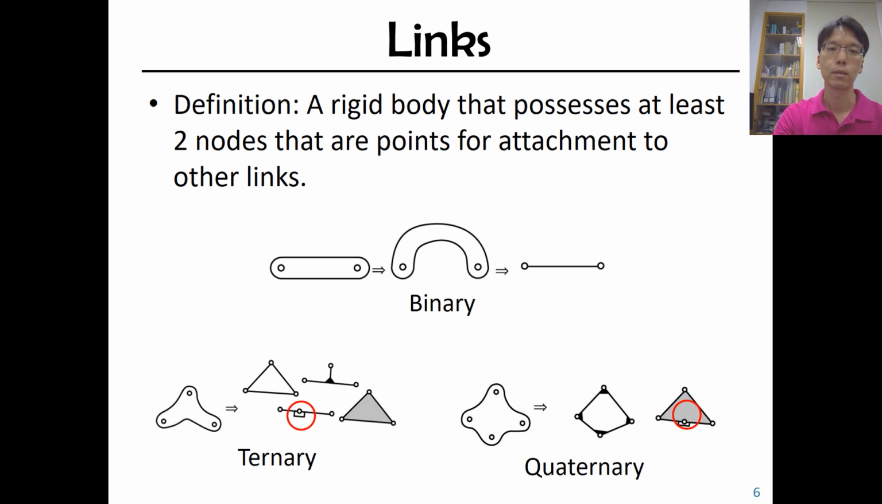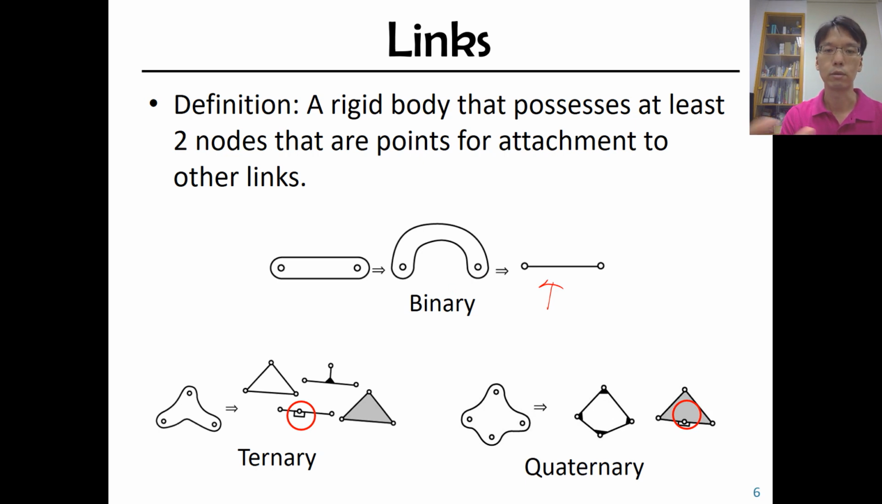Okay, back to this link. So this is the link. This one is a link with two nodes. We can also call it a binary link. That means it has two nodes. And for easy presentation, we usually draw the link in this way, just a line with two circles. That's easy for you to view it, for you to draw it.